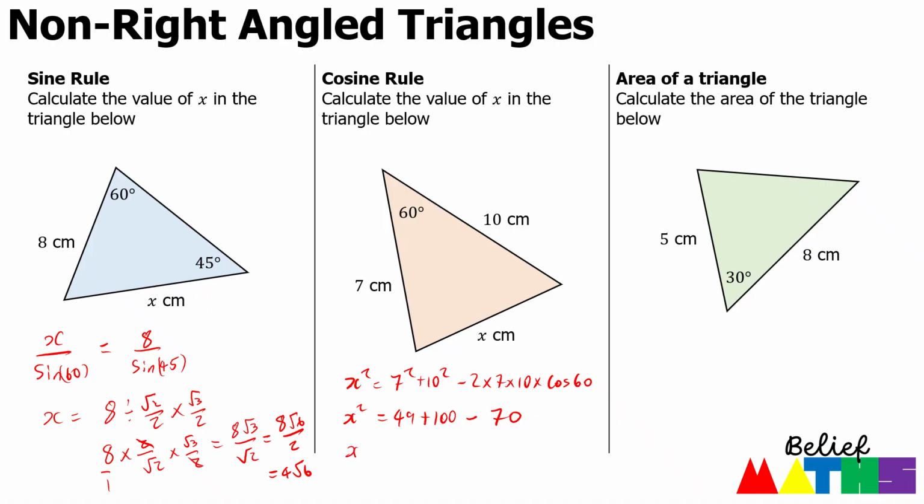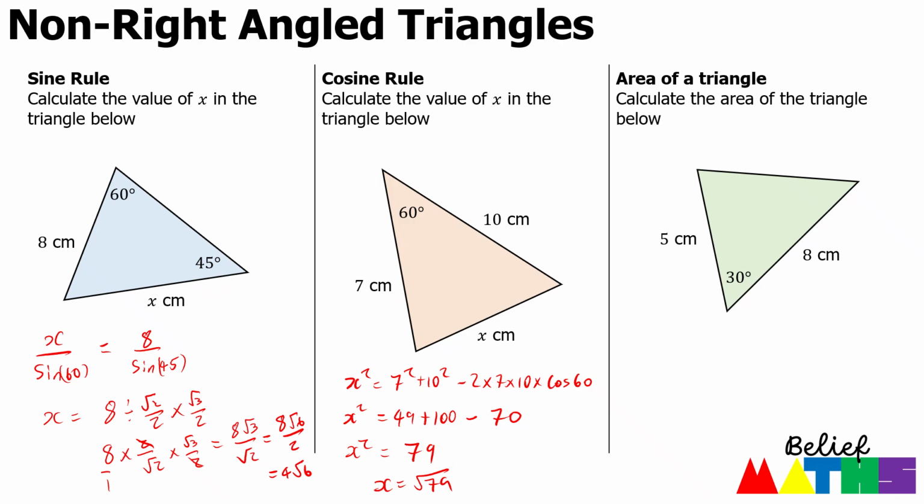Then we just go x squared is equal to, adding these together, that's 149. Take away 70 gives you 79. So x is equal to the square root of 79. And then they could ask you to simplify the surd or give you a nice value for that. But again, 79 can't be simplified.